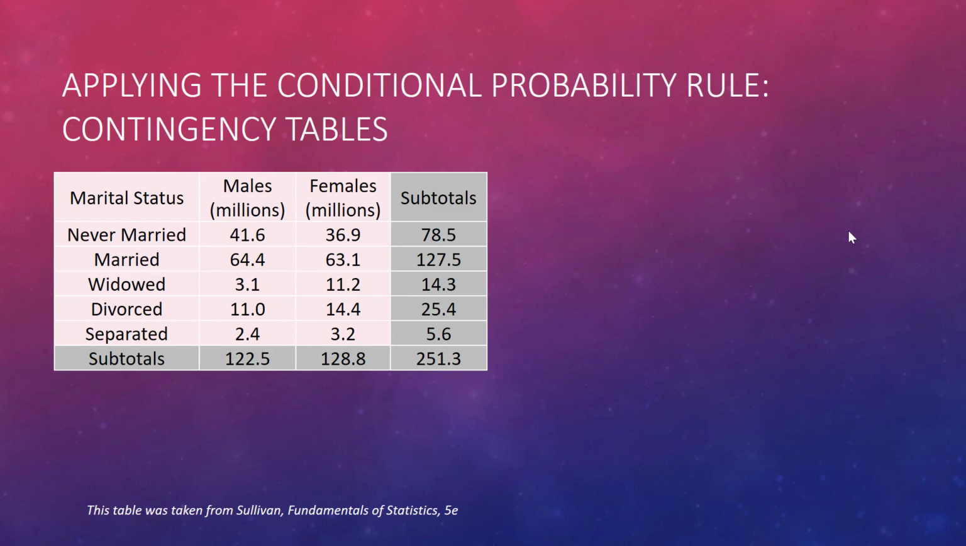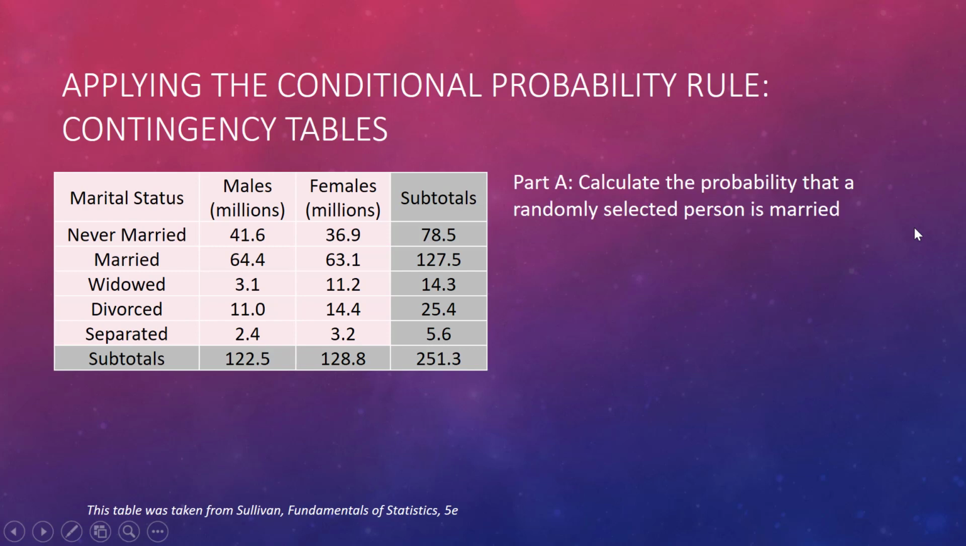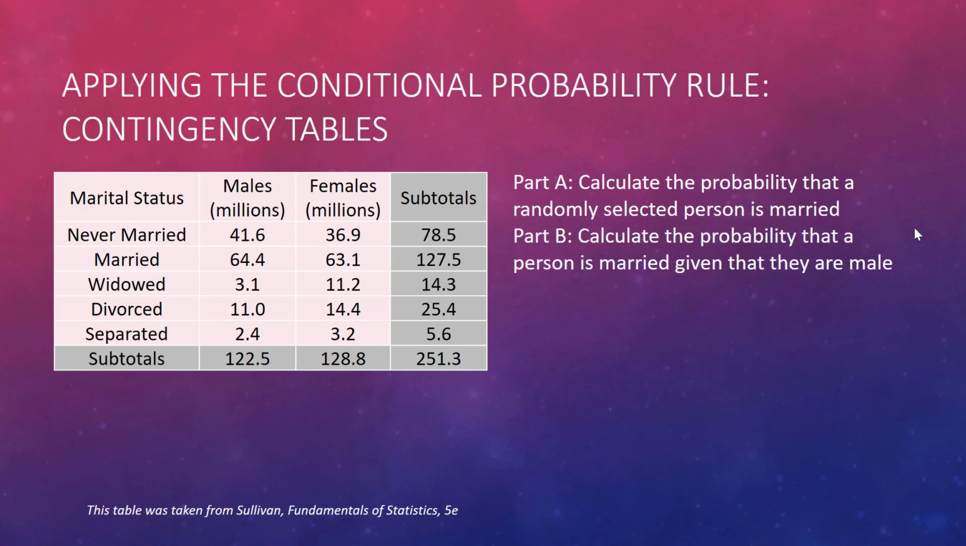Let's get started. In part A, we want to calculate the probability that a randomly selected person is married. And in part B, we're going to calculate the probability that a person is married given that they are male. One of these probabilities is a simple probability and the other one is a conditional probability. Can you figure out which is which? Pause this video and write down your answer.